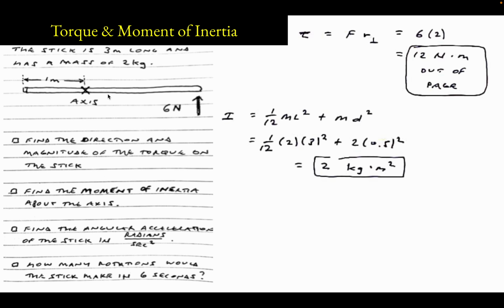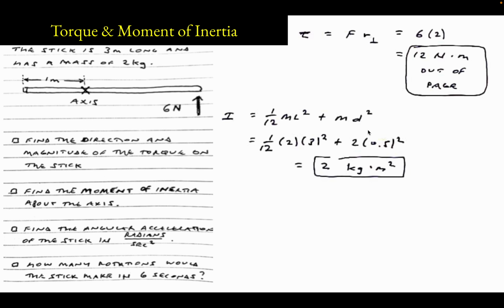Moment of inertia. What I did here was you would use the moment of inertia of a stick about the center, which would be 1/12 ml squared. But then what's happened is the center would be located at 1.5 meters, but our axis is actually off center. It's 0.5 meters off axis.